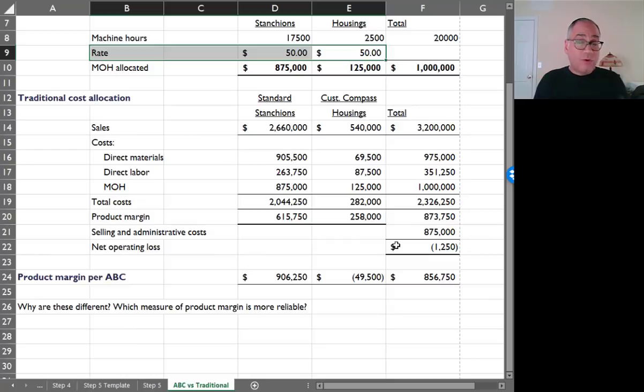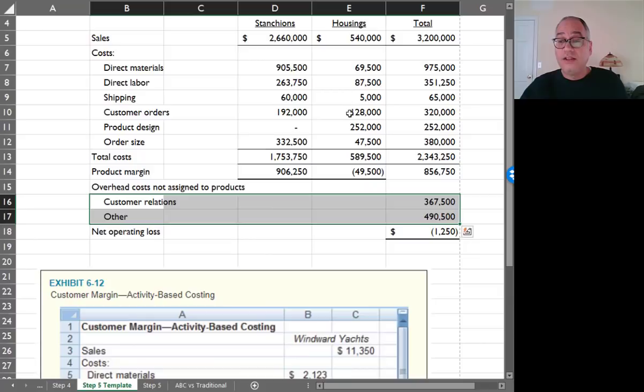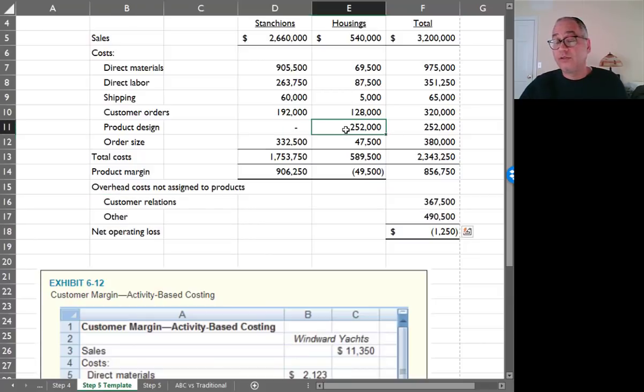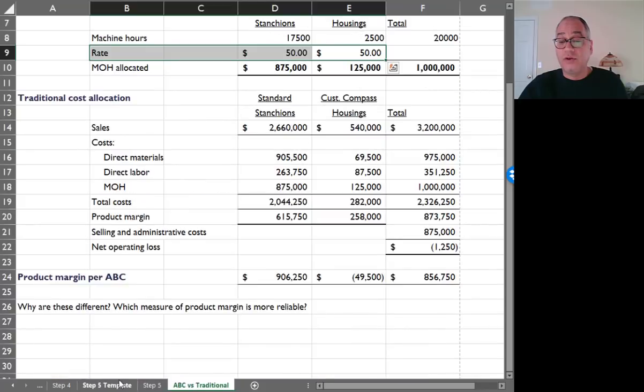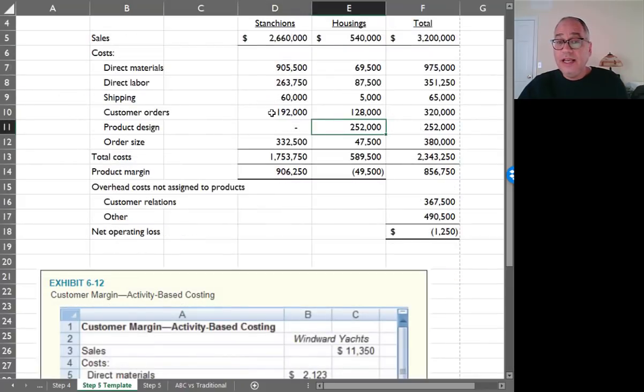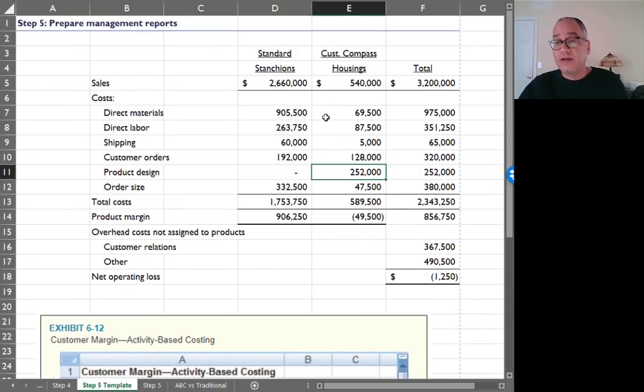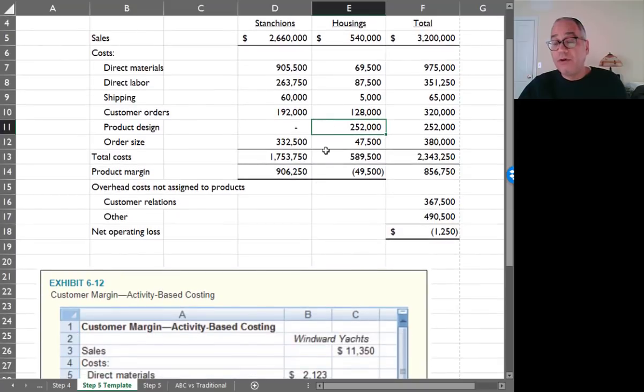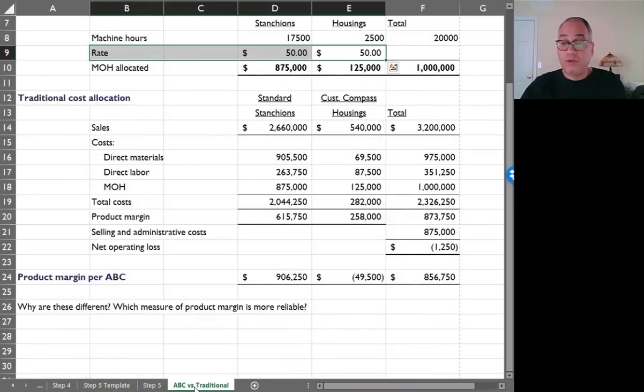of those 400 designs, let's look at specifically what's making them so unprofitable. This product design element here is really what's doing it. This product design element, which is completely ignored here, is driving up the cost of Custom Compass housings. And what you could do is eliminate Custom Compass housings, eliminate the entire product design cost, and then your company would be much more profitable.